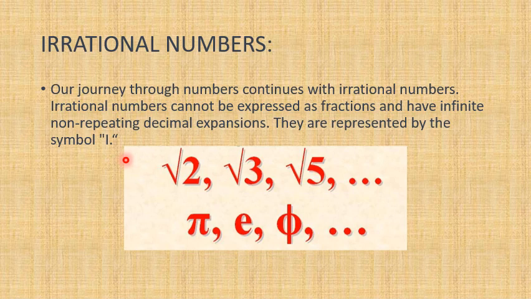Now where do we use these irrational numbers? So for example, the golden ratio, pi, or famous irrational numbers that appear in various mathematical equations and natural phenomena are square root of 2, square root of 3, Euler's formula, then golden ratio. So all these are a part of the irrational numbers, and they are very important also.